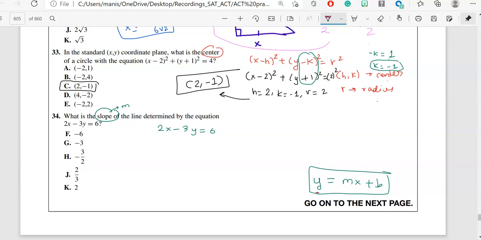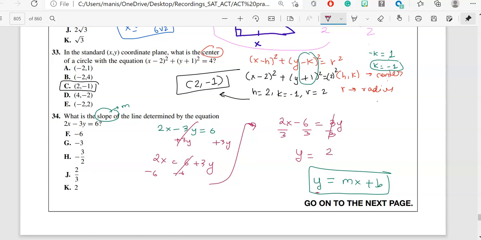I will subtract 2x from both the sides. Actually, just to make it easy, I can add 3y to both the sides. So this is my 2x is equal to 6 plus 3y, and then I can subtract 6 from both the sides. I took a reverse approach over here, so it looks like this: 2x minus 6 is equal to 3y. I can divide both the sides by 3. So my y is equal to what? 2 over 3x minus 2.